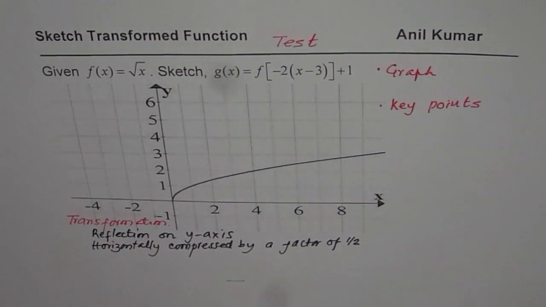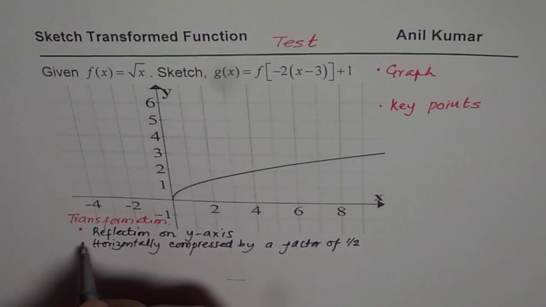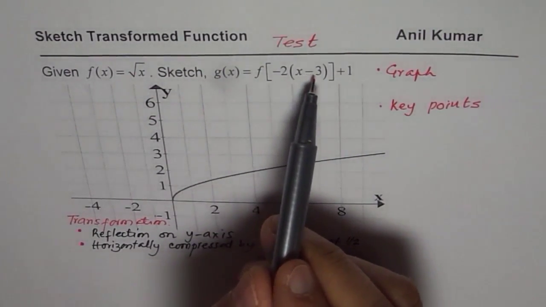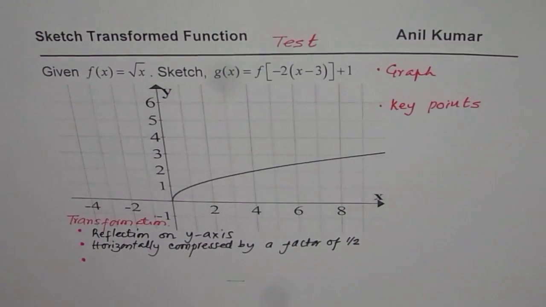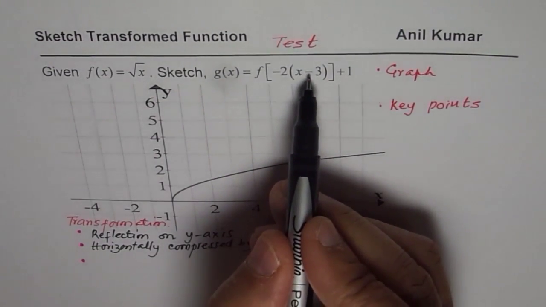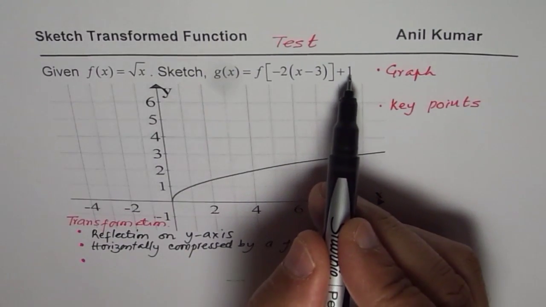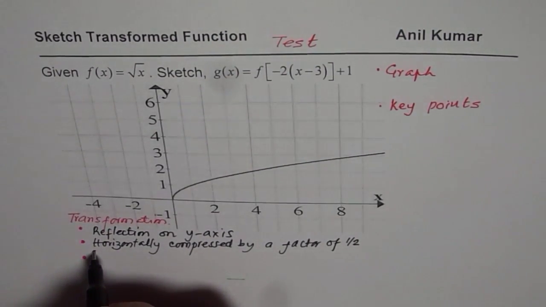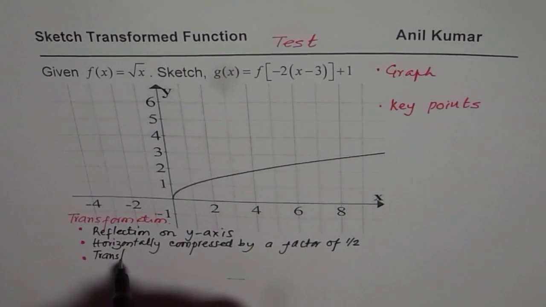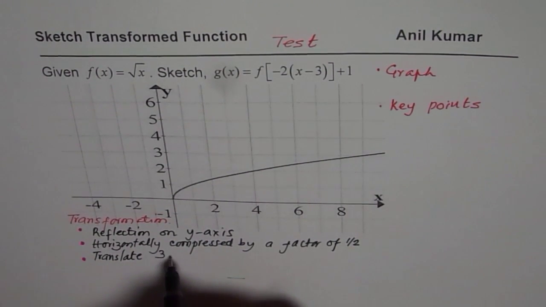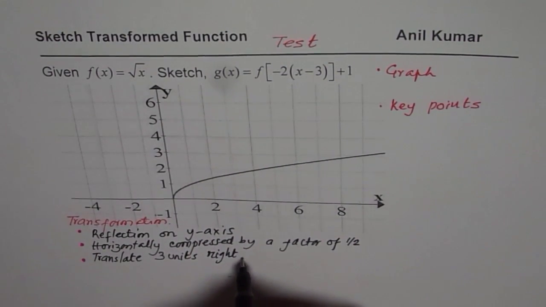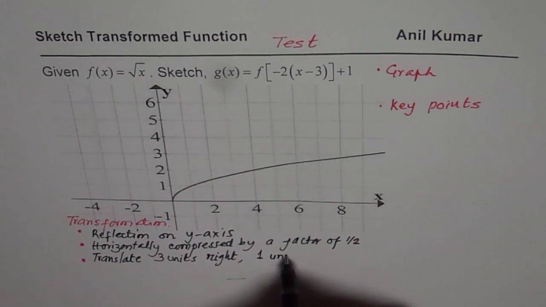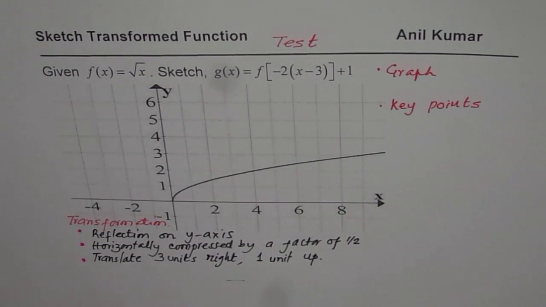So these are the two transformations which are kind of multiplication. And then what we have here is a translation. We could combine horizontal and vertical translation and write them together. So minus 3 really means moving 3 units to the right, and 1 means 1 unit. So we can write here, translate 3 units right and 1 unit up. That is how you can actually describe the transformation.